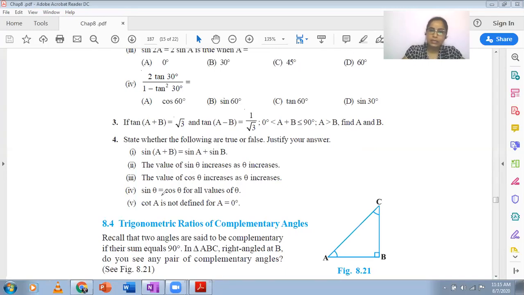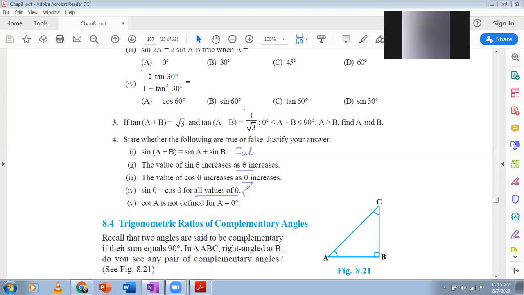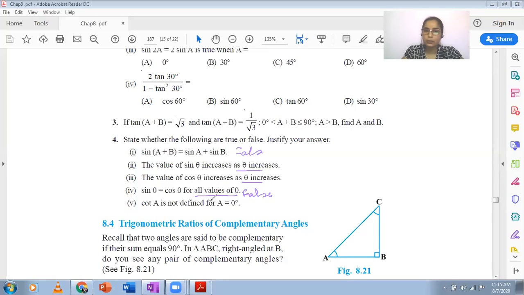Now, the fourth part: sine theta equals cos theta for all values of theta. Is that true? False. This is also false, ma'am. Sine and cos are not equal for all angles. For which angles are they equal?